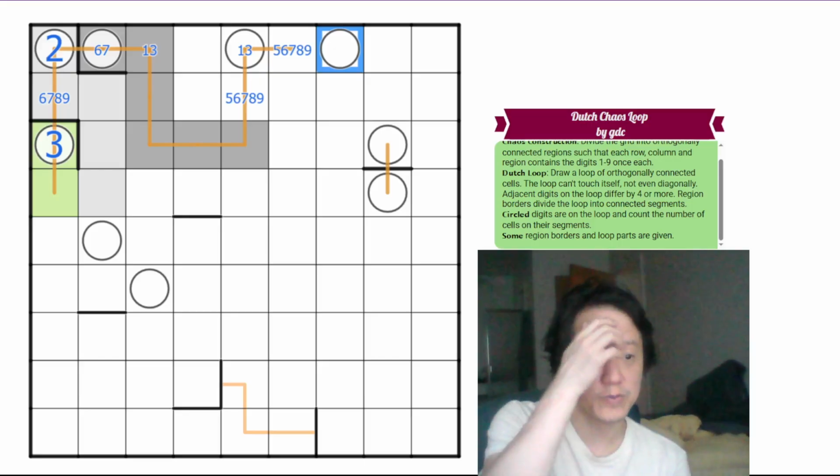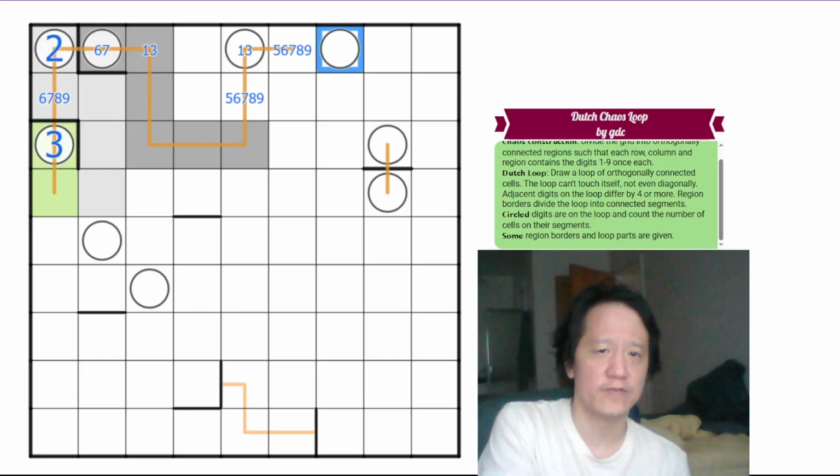This cannot be 1 or 3. It has to be 4 away from 5, 6, 7, 8, 9. So it's 4, 5, or 9 here. This is 5, 6, 7, 8, 9, or 4, 5, 6, 7, 8, 9.